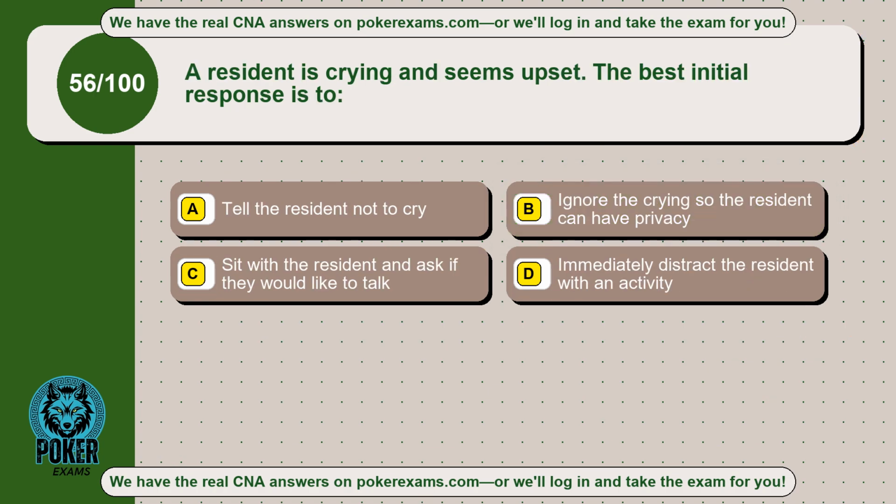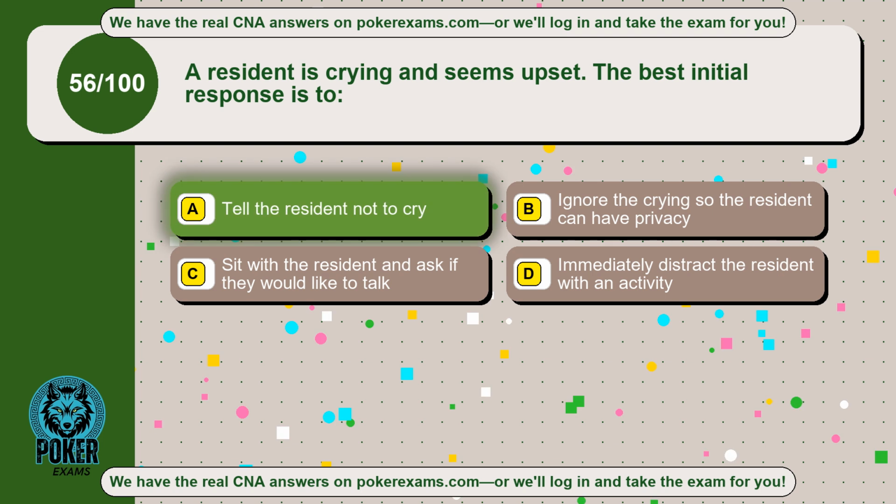Question 56. A resident is crying and seems upset. The best initial response is to: Option A. Tell the resident not to cry. Option B. Ignore the crying so the resident can have privacy. Option C. Sit with the resident and ask if they would like to talk. Option D. Immediately distract the resident with an activity.